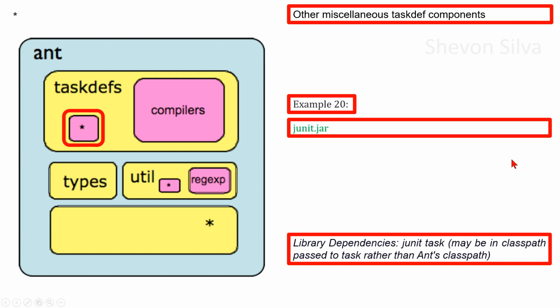We are now considering library dependencies. Here we are considering junit.jar. JUnit tasks may be in class path passed to task rather than Ant's class path. This is needed for JUnit tasks, and this is available at https://junit.org/.